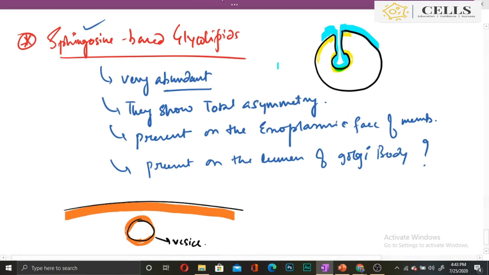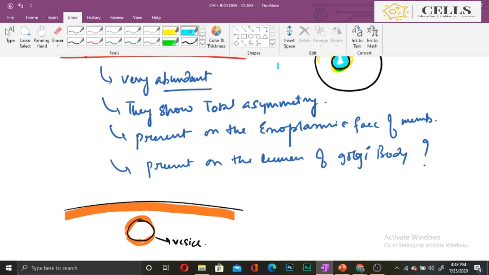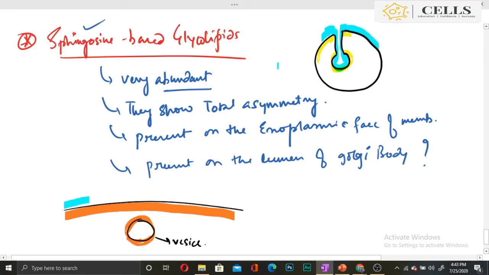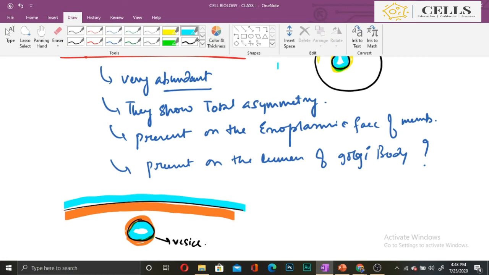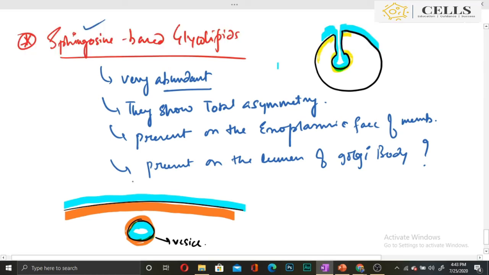Now what happens if I draw the exoplasmic phase environment like this? It is said that the inner portion of the vesicle, that is the lumen of the vesicle, will have the same environment as the exoplasmic phase. Now you will ask why, sir? Because it is happening like this.